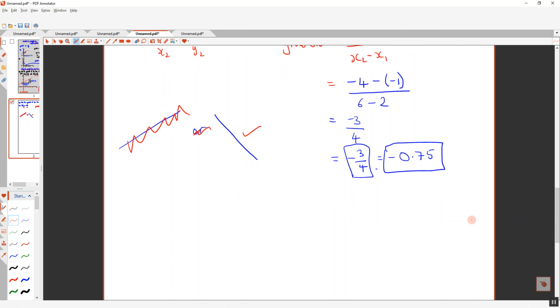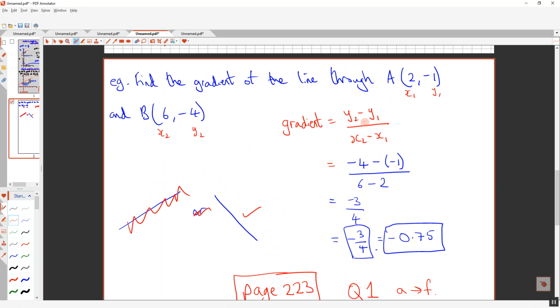So what I would like you to have a go at home is the following. So in your book, on page 223, I want you to have a go at question 1. Okay, so just question 1. There's 6 parts. So it's from A all the way to F. Okay, I want you to work out the gradient of the lines on those points. Okay, you use the formula, you write down the points, you label them, and then you put the numbers in.